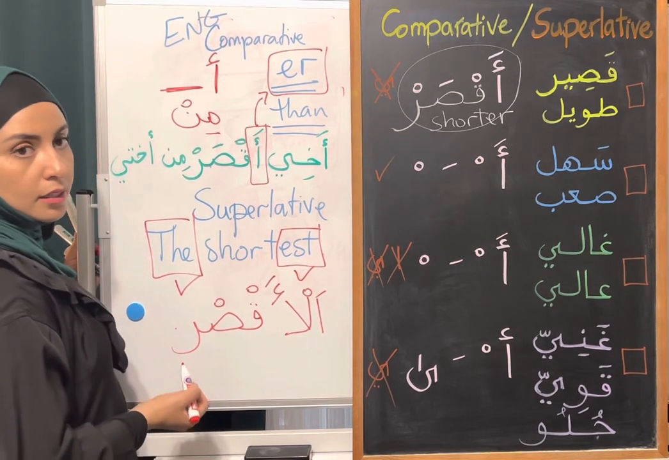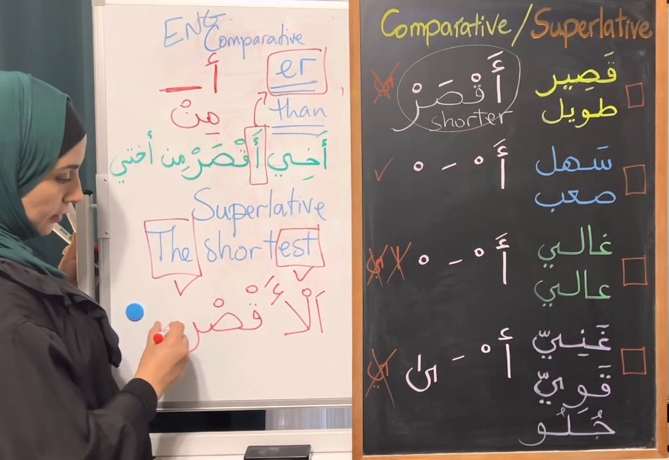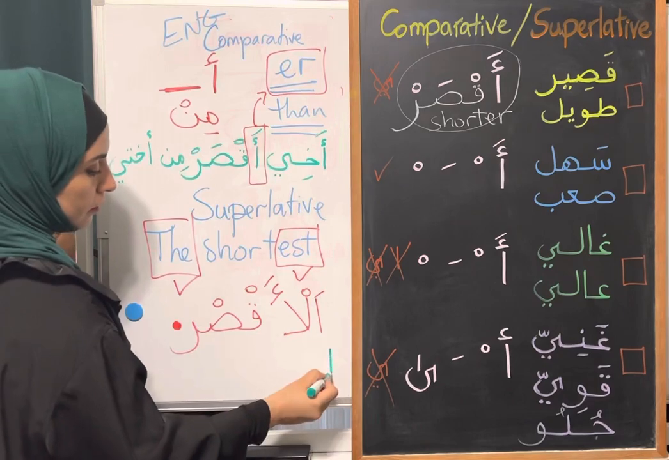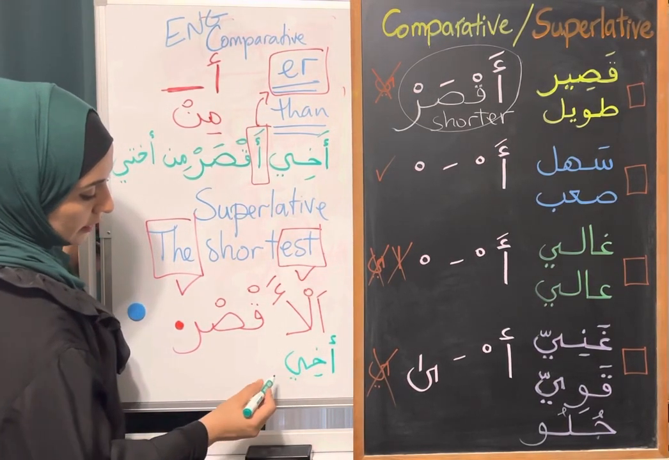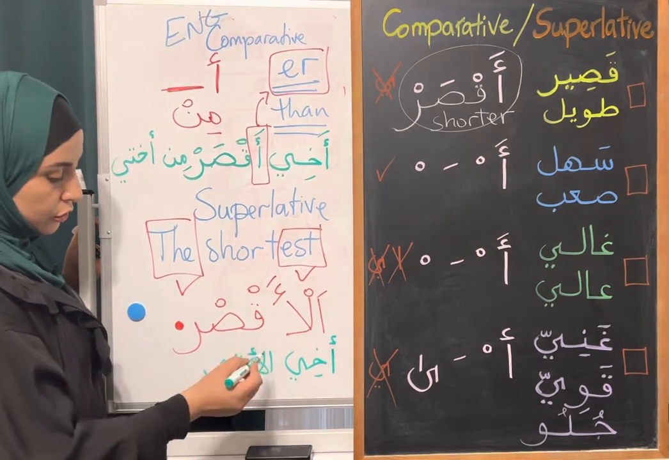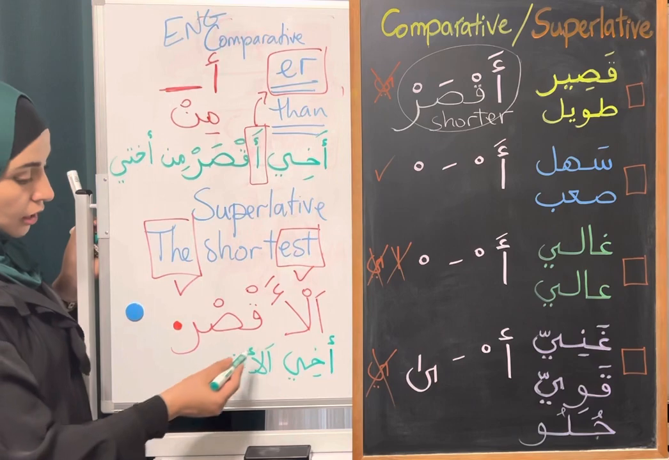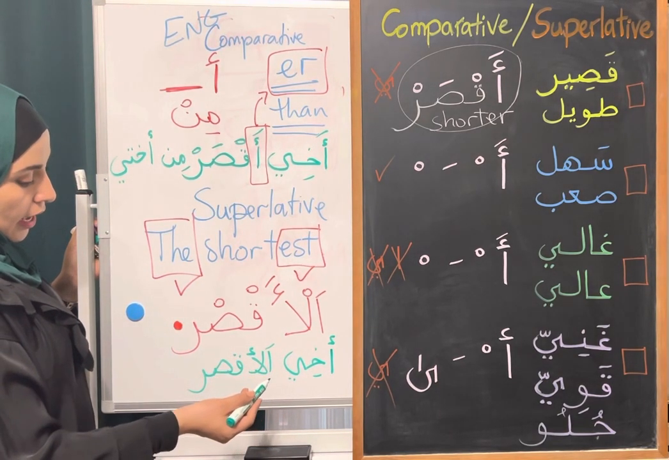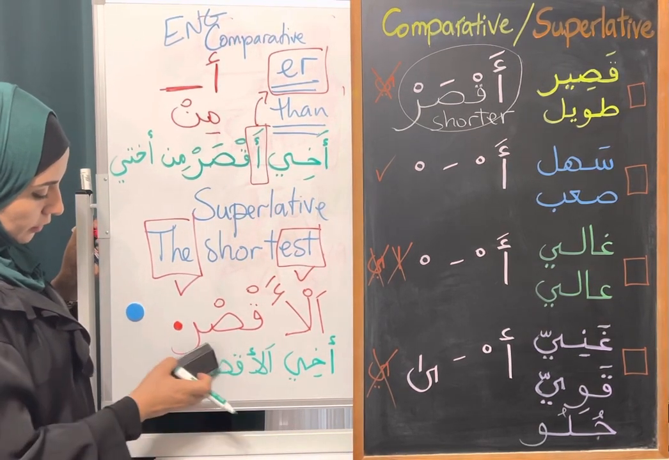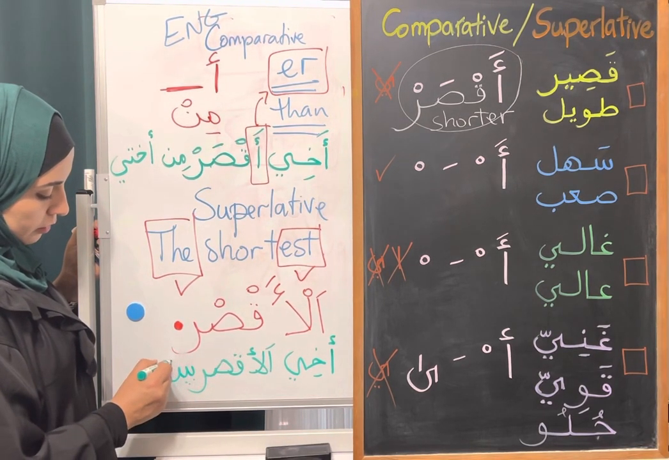He is the shortest. And in this example, the shortest comes at the end. So you say أخي هو الأقصر. My brother is the shortest. Or you can say أخي الأقصر. If you want to finish your statement, you say أخي هو الأقصر or أخي الأقصر. My brother is the shortest. Or you can add additional information and say أخي الأقصر بين إخوتي, amongst my siblings. So you would say أخي الأقصر بين, between or amongst, بين إخوتي.